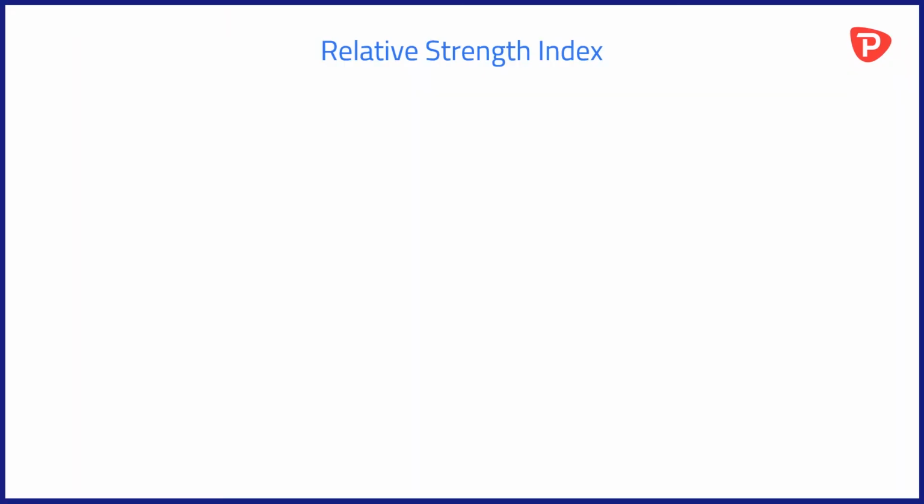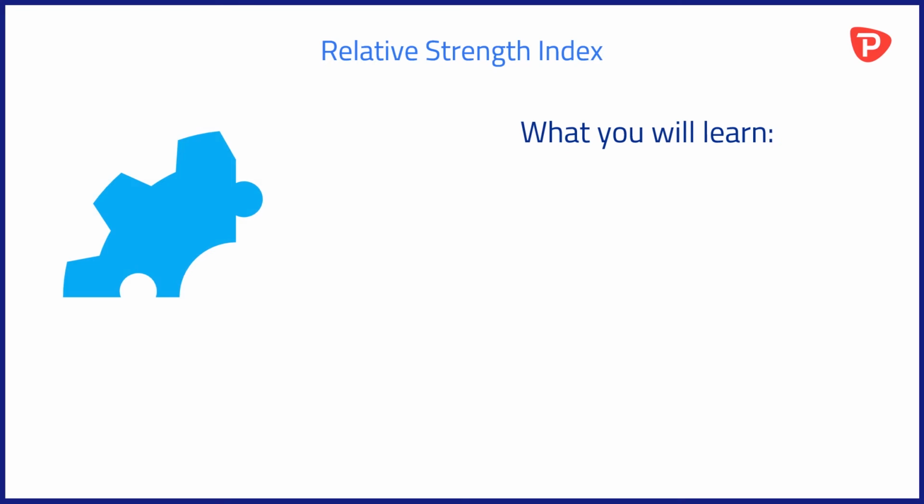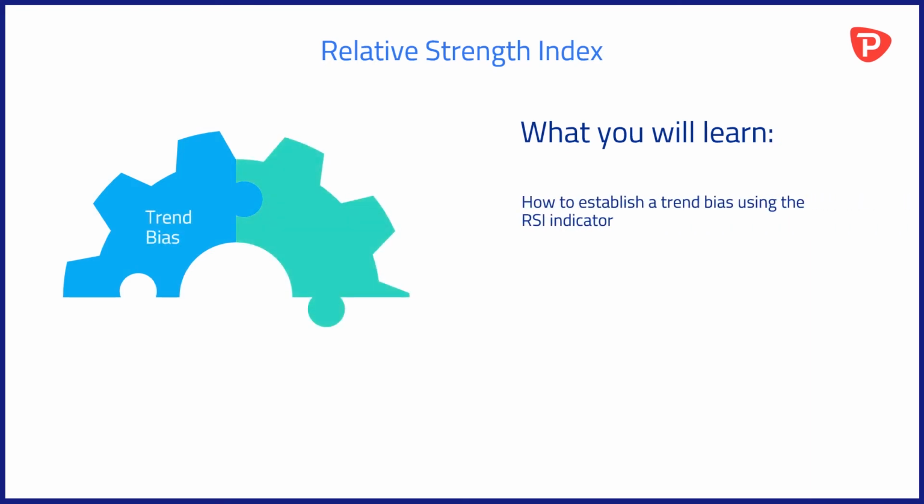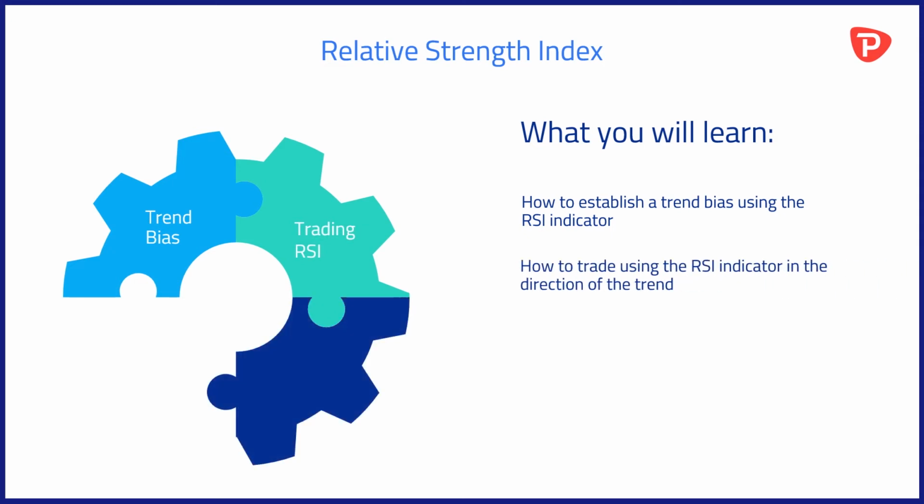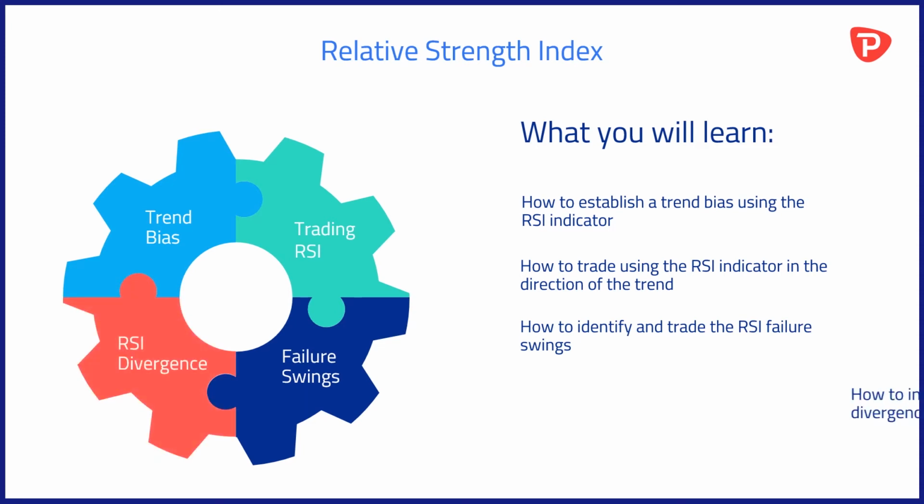In this lesson, you will learn how to establish a trend bias using RSI, how to trade the RSI in the direction of the trend, how to identify and trade RSI failure swings, and how to interpret and trade RSI divergence.